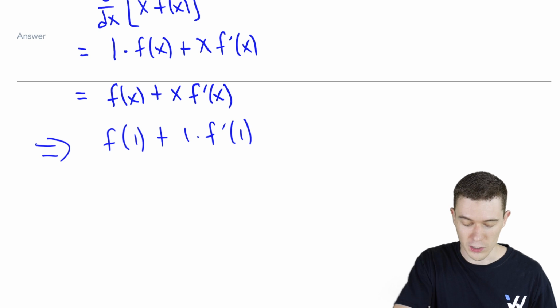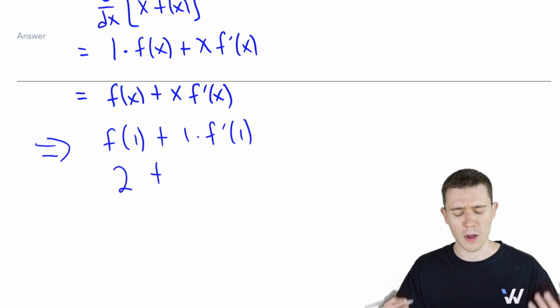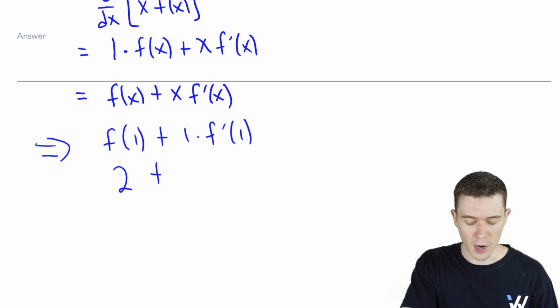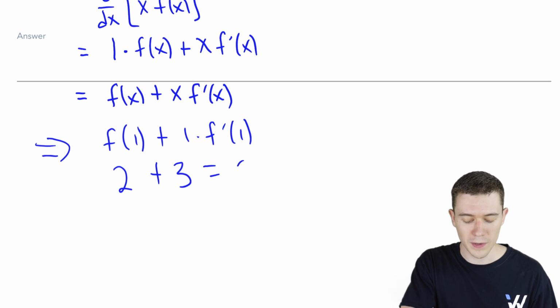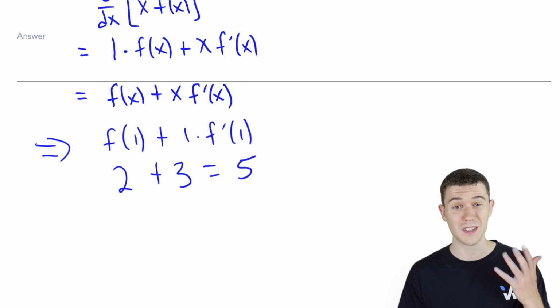So it looks like, if I just fill those in, f of 1 was 2. I won't bother writing times 1. f prime of 1 was 3. 2 plus 3 is 5. And there we evaluated that derivative, and we used the product rule.